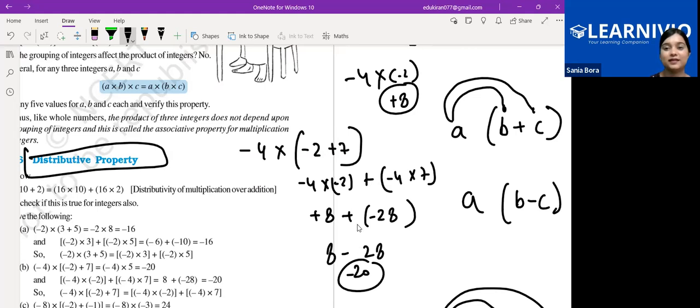Priyanka, what did you do? Why did you get 36? Where did you make the mistake? Because ma'am, I did minus 8 plus 28. Then I got minus 36. Same. So you have to be very careful while doing this.